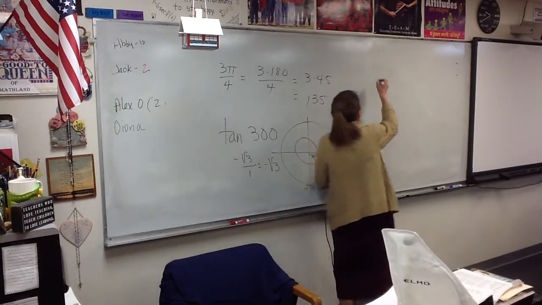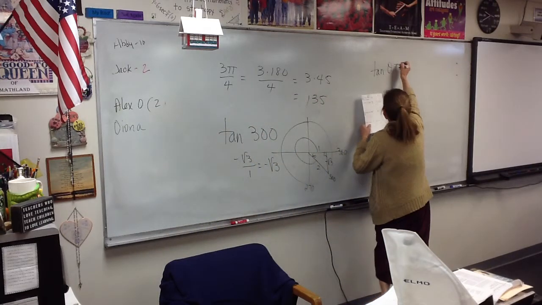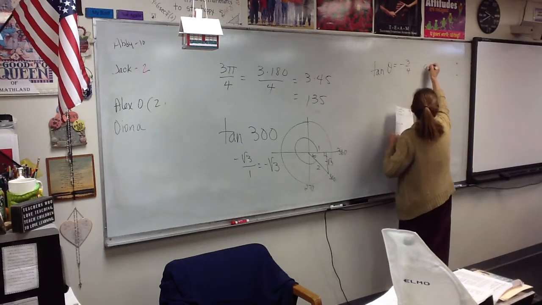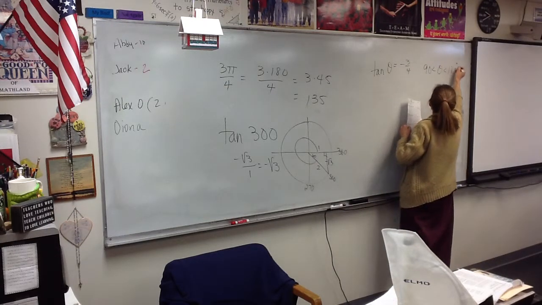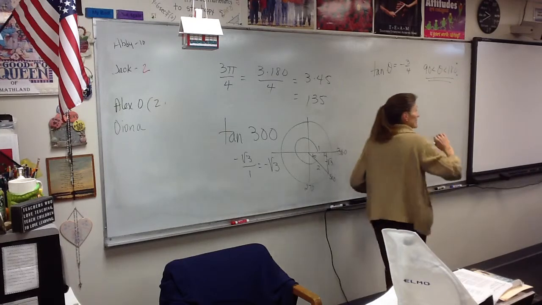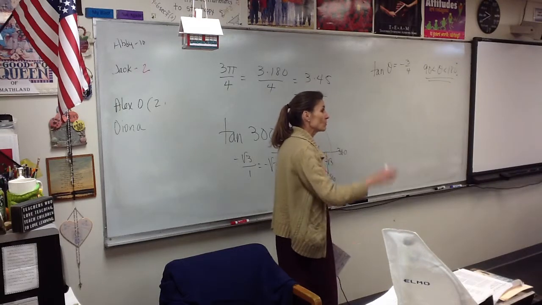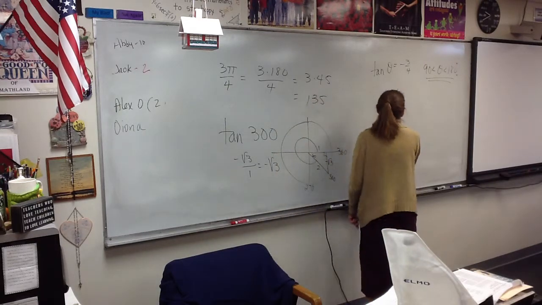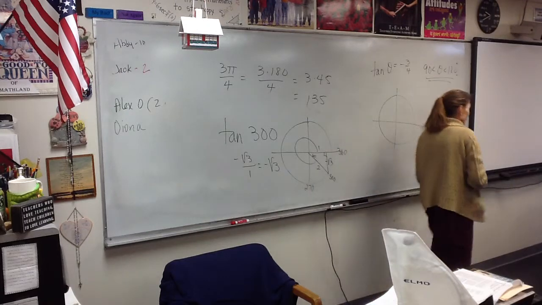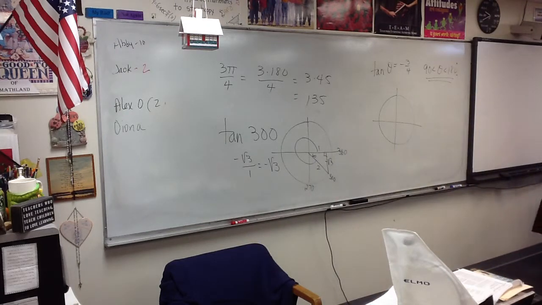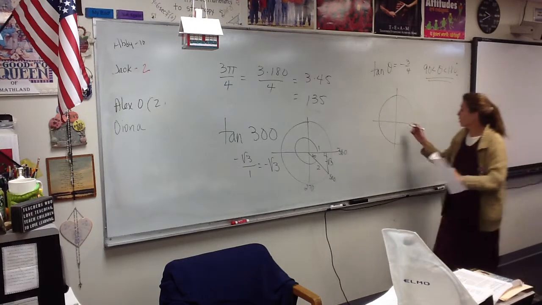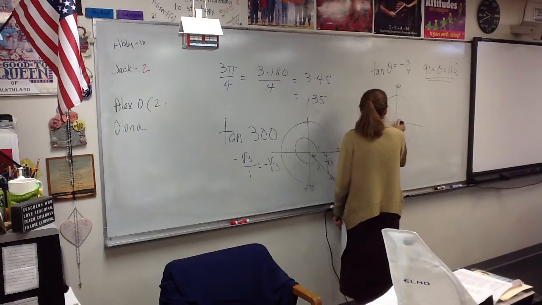Number 3. We're given that the tangent is negative 3/4. What does this mean? Some of you just totally ignore this, and it's there for a reason. That means you are in quadrant 2. How do we know we're in quadrant 2? Well, it's between 90 and 180, so that's quadrant 2, because here's 90 and here's 180.